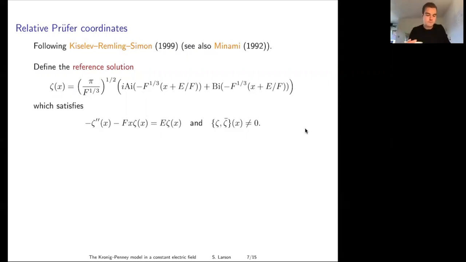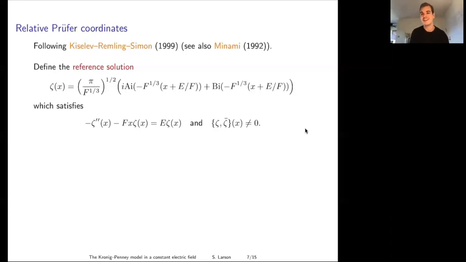So while Kiselev, Remling, and Simon sort of set this up in a general framework and really formulated this as a version of preferred coordinates, the ideas had sort of been around before. So how do we do this? Well, we fix a reference solution, which I'll call zeta. It has an explicit expression in terms of Airy functions. You don't need to look at that. It's just to say that we know everything about this solution, since we know everything about Airy functions.